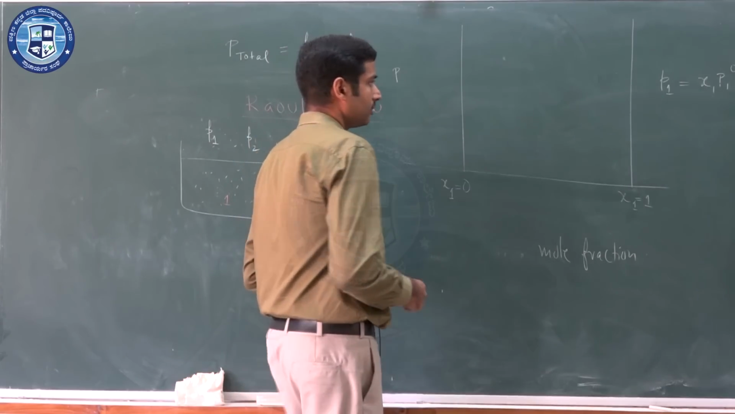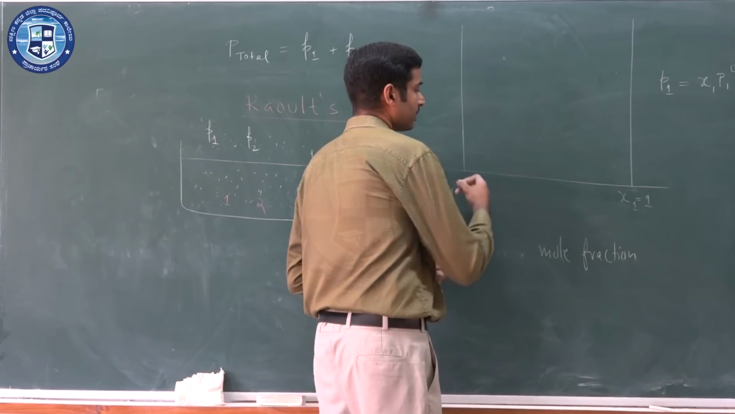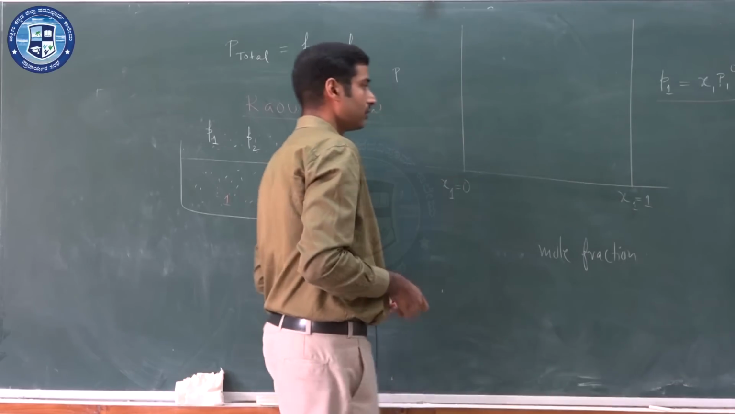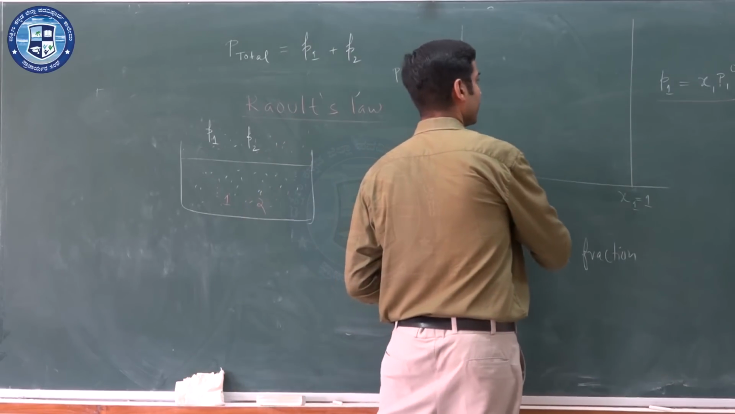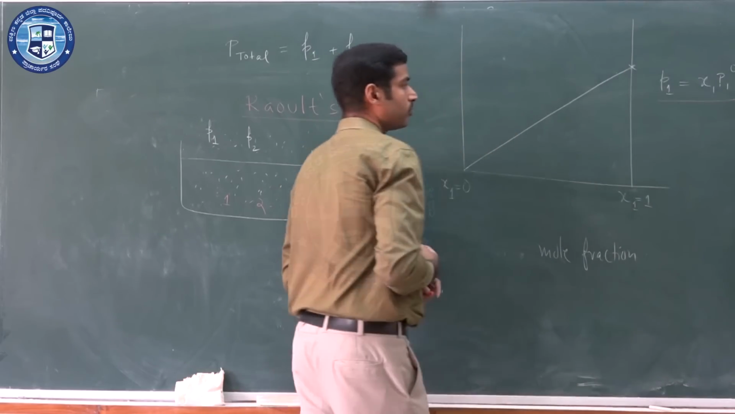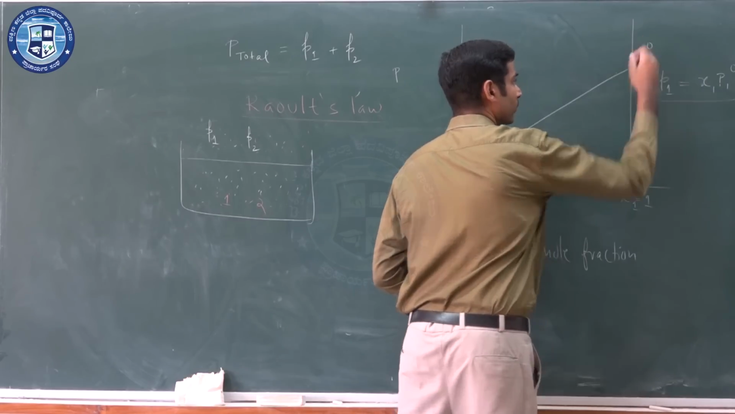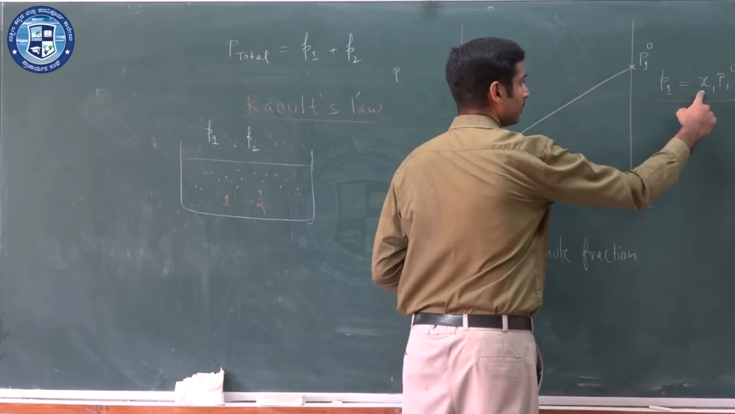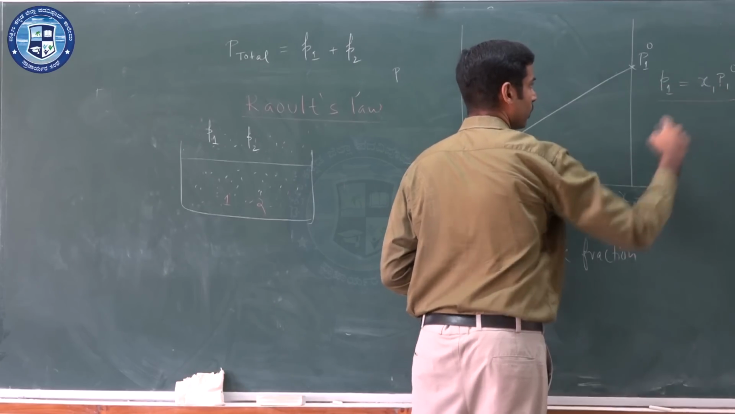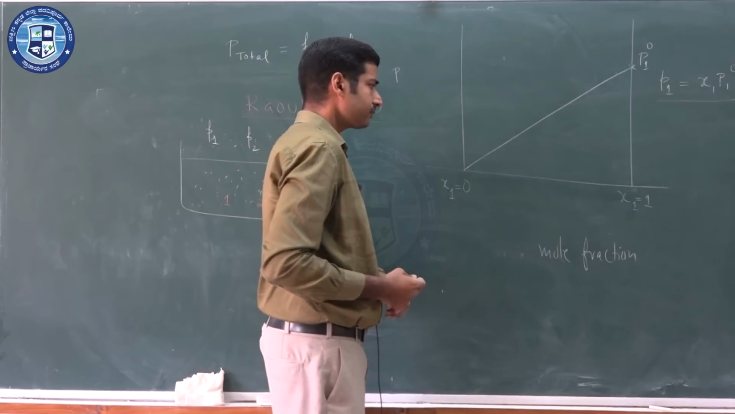Now, therefore, as the mole fraction increases, the partial vapor pressure will increase and this equation corresponds to a linear curve and I should get a straight line of this kind. Now, what is this point over here? This point is P10. Why? Because if x1 is equal to 1, then partial vapor pressure is equal to the vapor pressure of the pure liquid. This is the point that I get on the y axis.